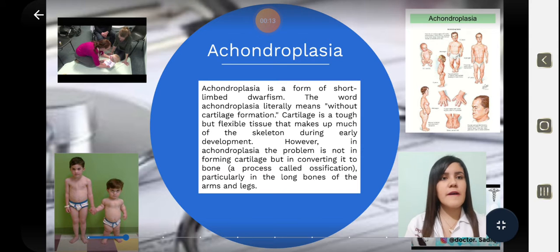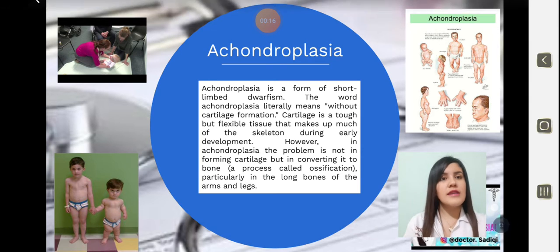Achondroplasia is a form of short-limb dwarfism. The word achondroplasia literally means without cartilage formation. Cartilage is a taut but flexible tissue that makes up much of the skeleton during early development. However, in achondroplasia, the problem is not in forming cartilage, but in converting it into bone. It's a process called ossification, particularly in the long bones of the arms and legs.